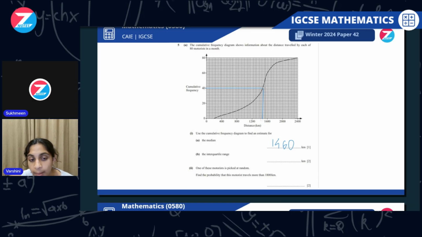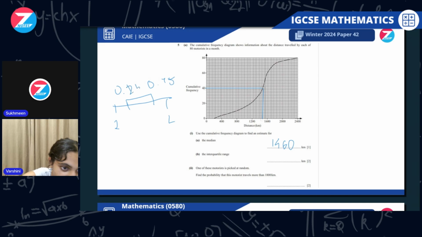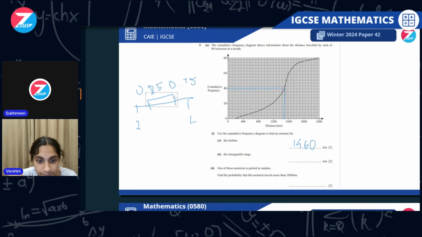Now they want us to find the interquartile range, and we know the interquartile range is nothing but the 0.75 value minus the 0.25 value. So if this is the first value and this is the last value, the interquartile range will lie from 0.75 to 0.25. So this entire range is going to be the interquartile range. So now all we have to do is first find 0.75 of 80. So putting that in your calculator, 0.75 times 80 will be 60. So first we need to find the 60th value.